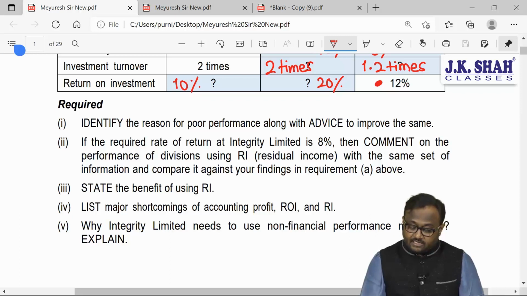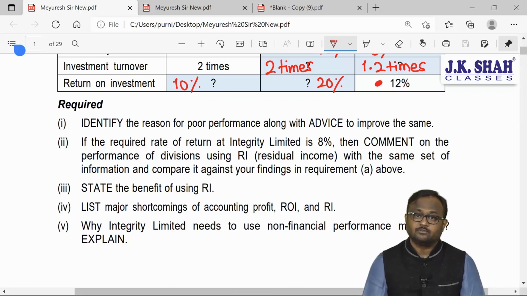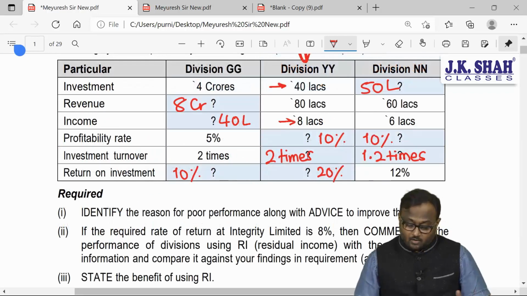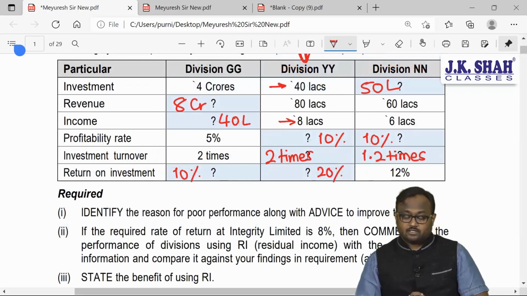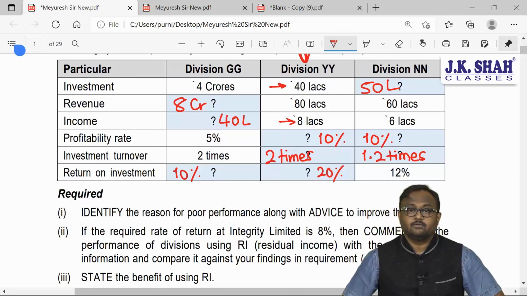Third one will be state the benefit of using RI. List major shortcomings of accounting profit, ROI and RI, and why Integrity Limited needs to use non-financial performance measures. Explain. Okay, we'll do that.